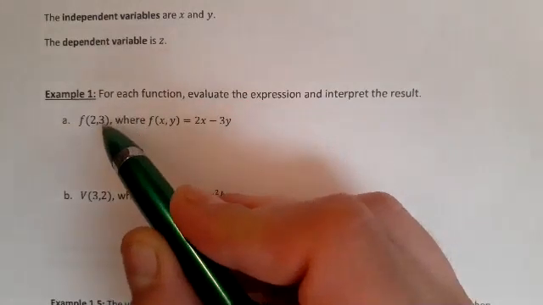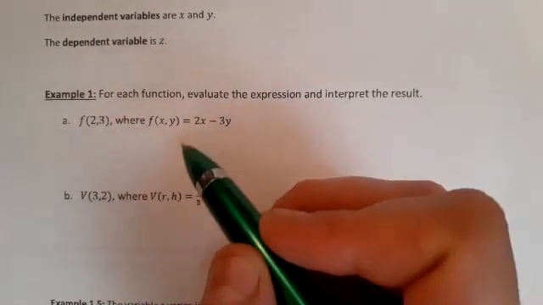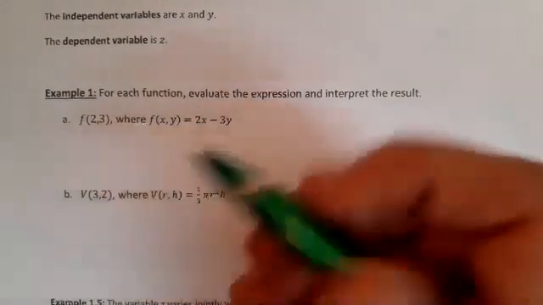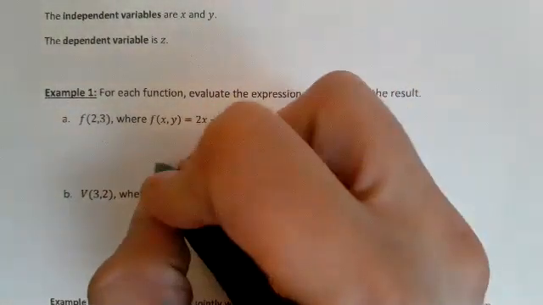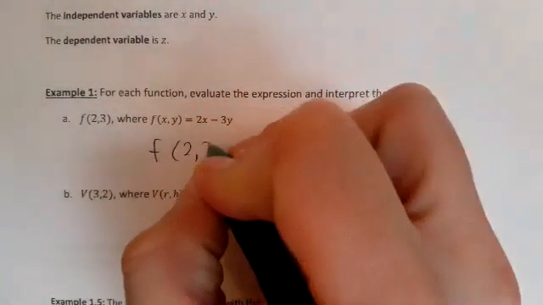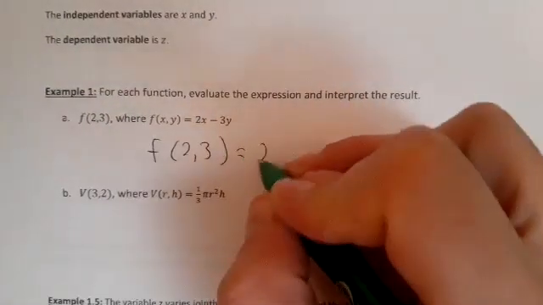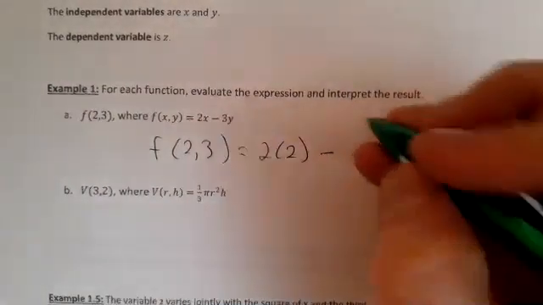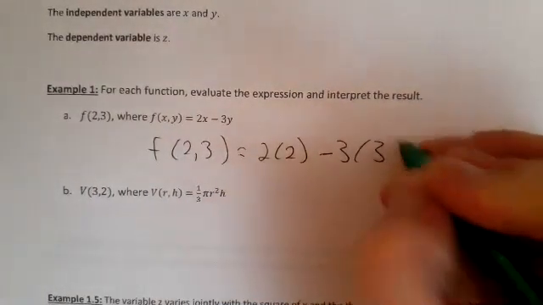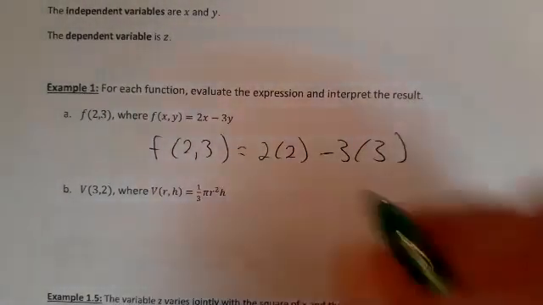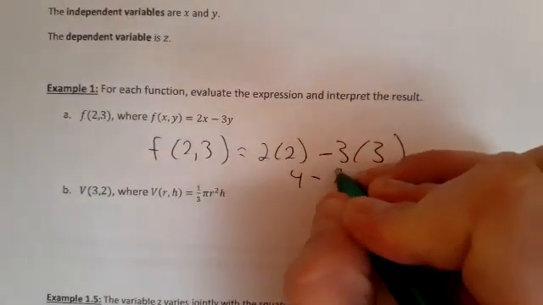So this is f of x comma y, and we want to plug in f of 2 comma 3. So f of 2 comma 3: my x is taking a quantity of 2, so I'm doing 2 times 2. And my y is taking a quantity of 3, so I'm doing 3 times 3. And so I believe this gives me 4 minus 9, or negative 5.